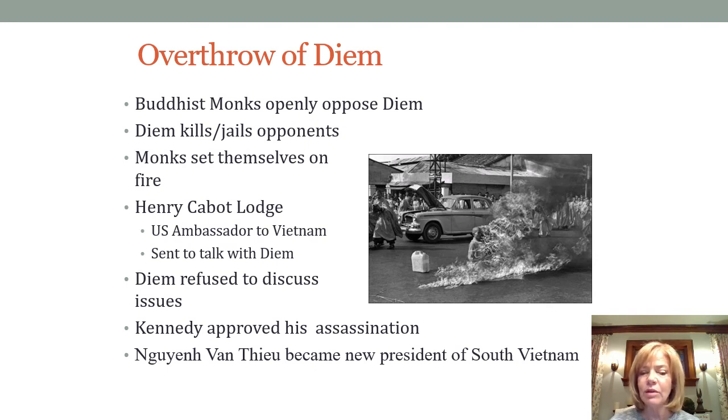So Henry Cabot Lodge, a great negotiator from the United States, was sent to Vietnam to negotiate with Diem for him to stop these repressive measures, right? But he refused. He wouldn't even discuss the issues. So Kennedy kind of gives the go-ahead to get rid of Diem. And so Diem was assassinated, and this guy by the name of Nguyen Thanh Phu became the new president of South Vietnam. And he would continue to be throughout the rest of the time that the United States is in Vietnam, even up to and including Richard Nixon's administration.